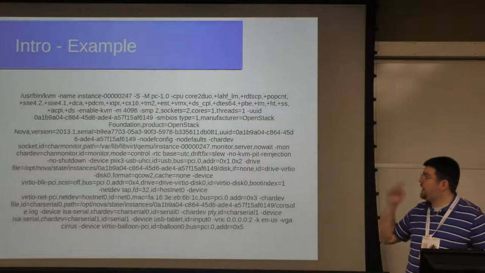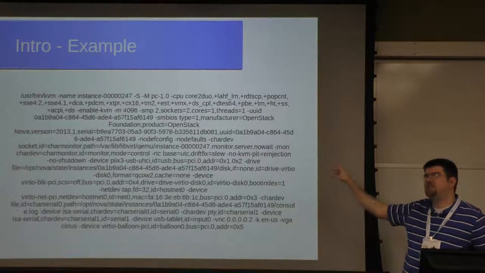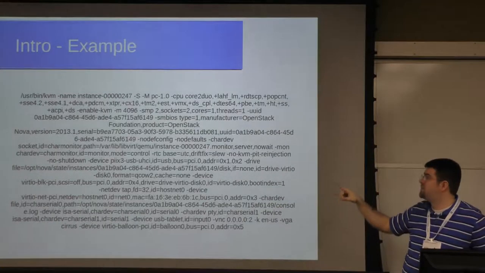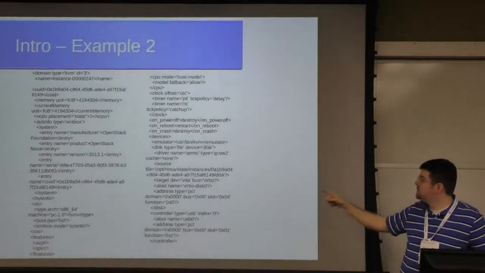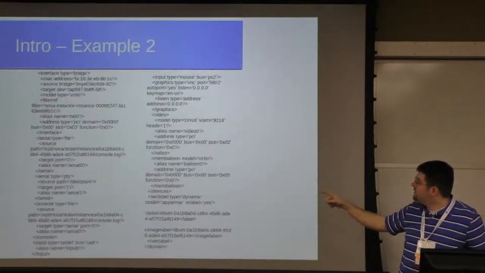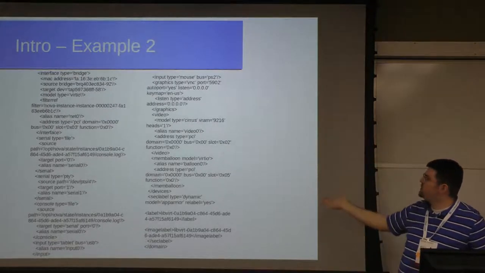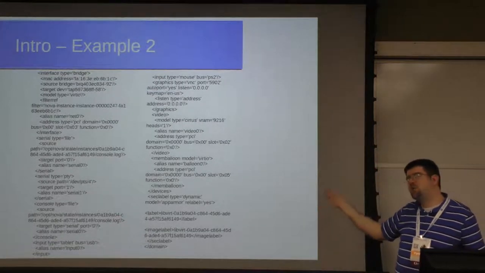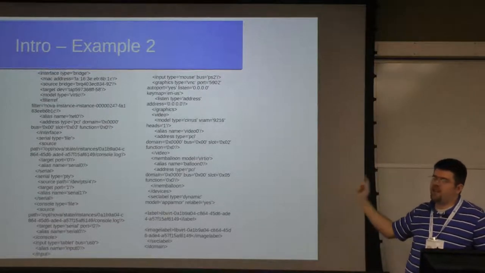So if you think this is bad, this next one, same virtual machine, different representation, but it takes two slides in a smaller font. This is the libvirt XML for it. It goes on to this. WTF? How am I supposed to remember this stuff? This is why I went through and figured out the command line, because I was tired of trying to figure out the XML for libvirt.